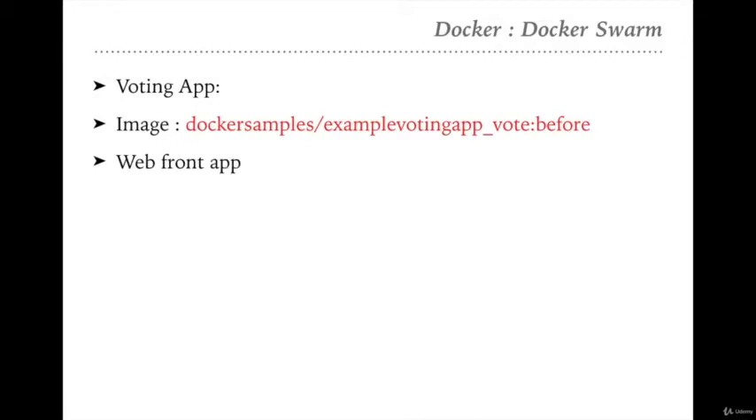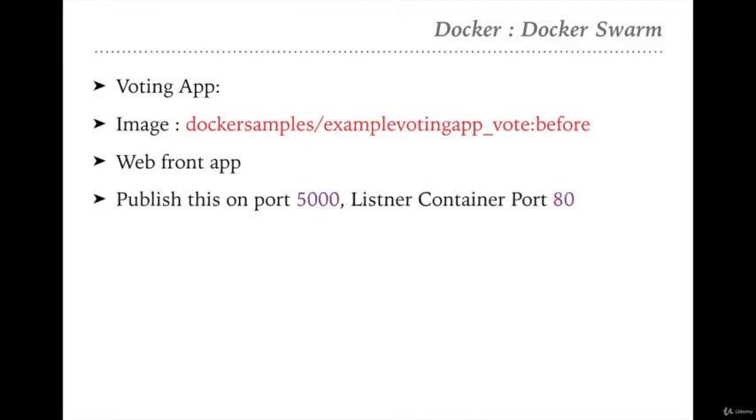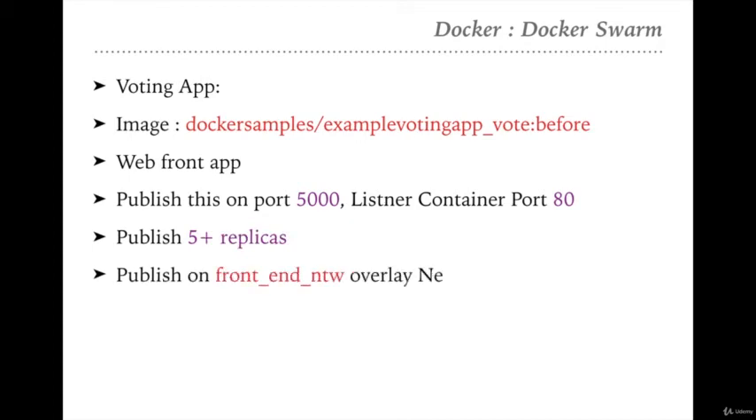This is the frontend app, and we need to publish it on port 5000, and the container will listen on port 80. We need to publish 5 plus replicas of this particular service, and we need to use the frontend network as an overlay network for this particular service, right?